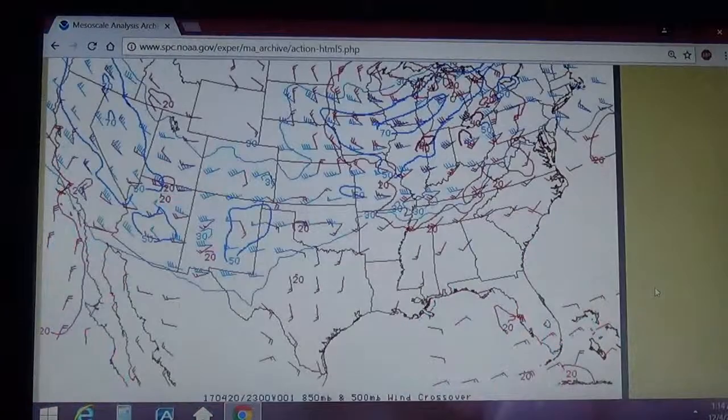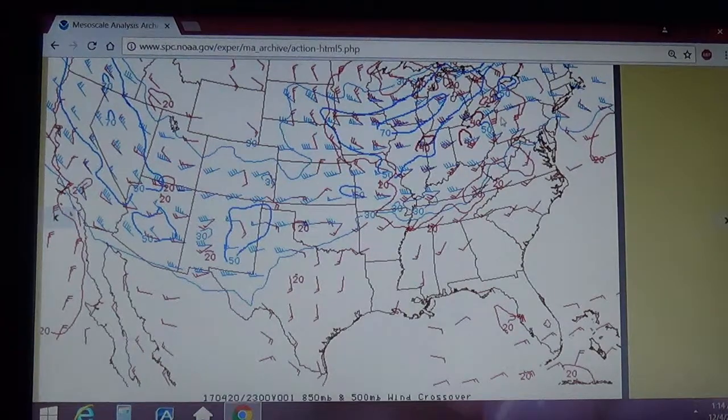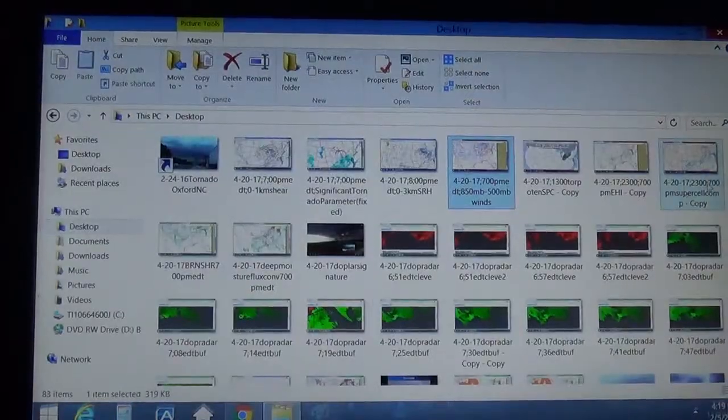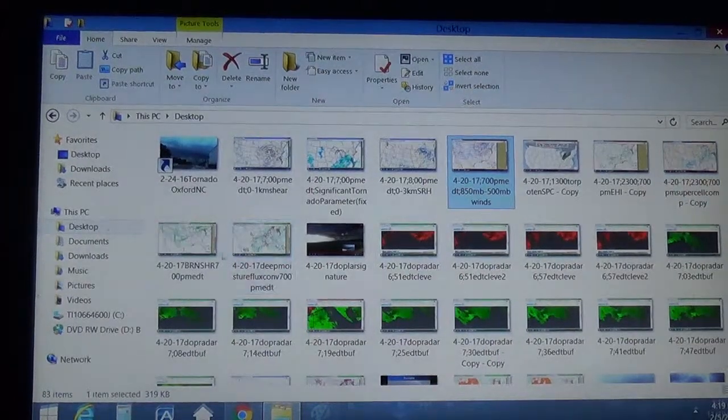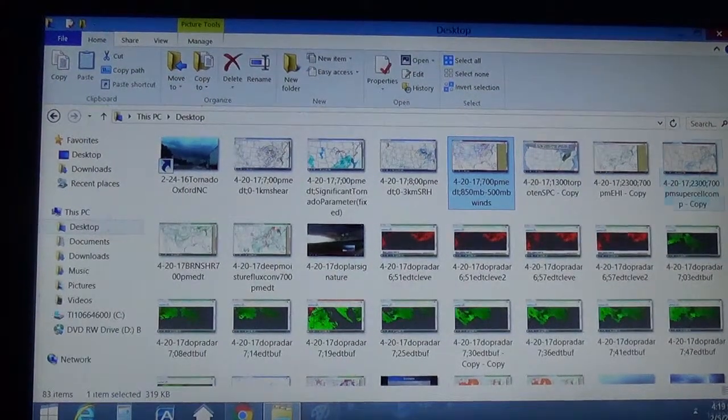Here's the 500 to 800 millibar winds. You're looking for a change in direction and increase in speed with height. You have 30 knots basically from the south, and then almost due west 40. So that seems more than adequate for rotation.